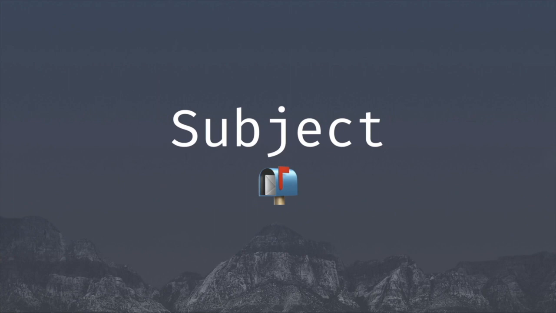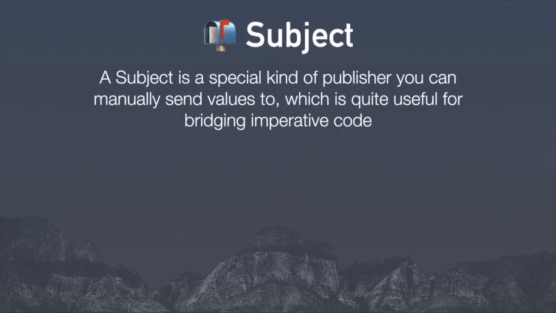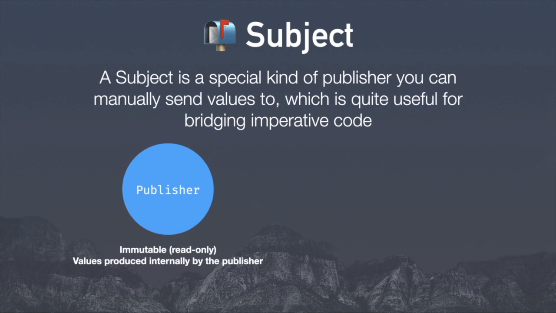Another interesting semi-theoretical piece is called a subject. A subject is a special kind of publisher that you can manually send values to. It's really useful for bridging imperative code that you have in your system. So if we talked all this time about publisher, it is an immutable piece, it's read-only, and the publisher itself produces its values. You can't mutate it, you can't change it by hand.